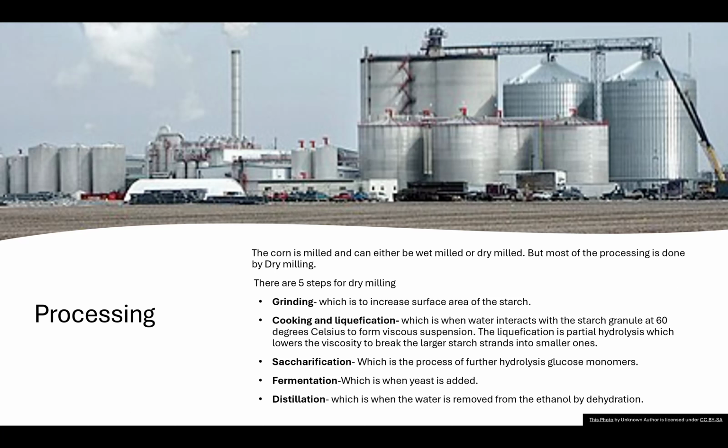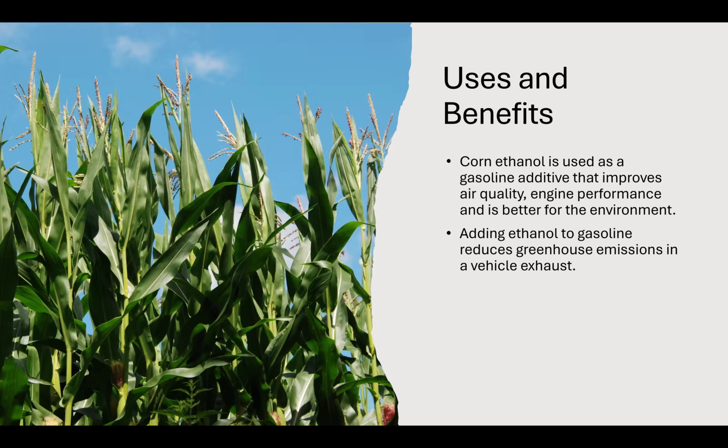strands into smaller ones. And then the third step is saccharification, which is the process of further hydrolysis into glucose monomers. And then fermentation, which is when yeast is added. And then distillation, which is when water is removed from the ethanol by dehydration.